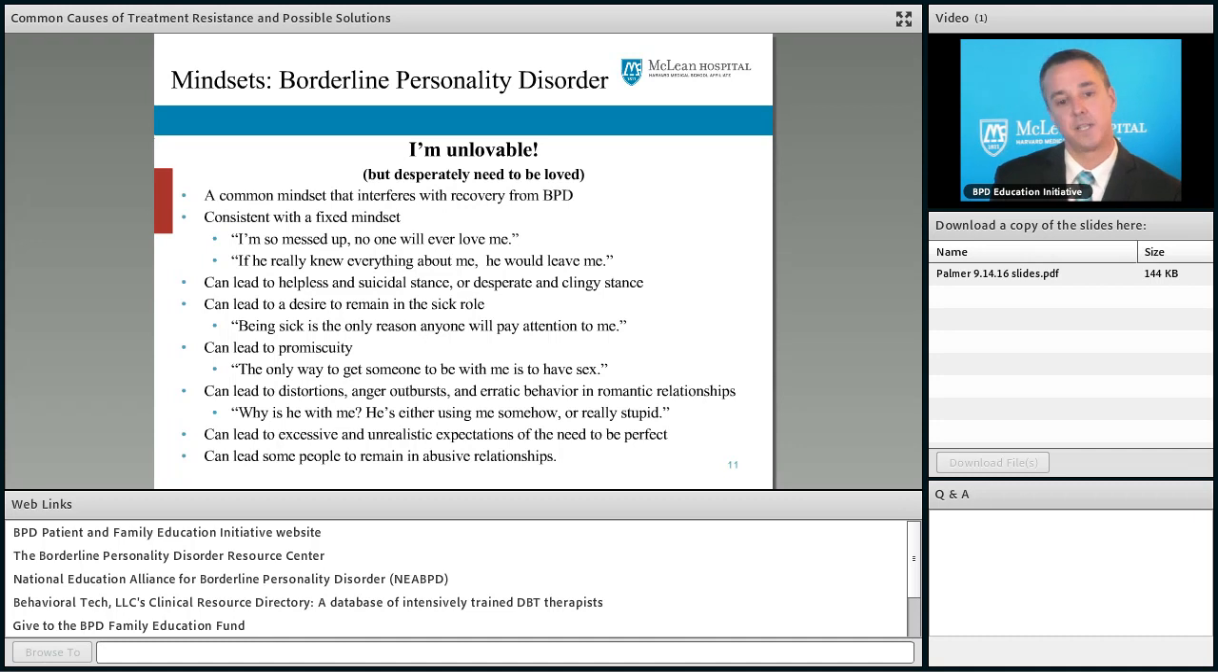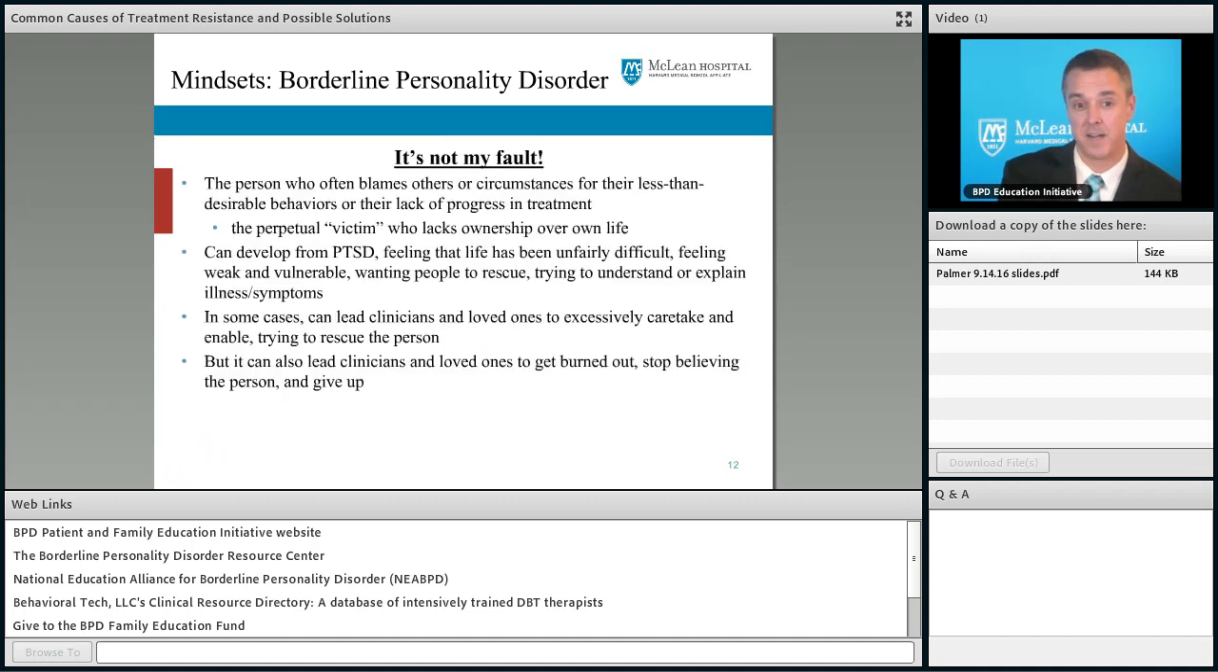It can lead to excessive and unrealistic expectations of the need to be perfect. So these are the people who might develop an eating disorder and want to be excessively thin. These are the people who need to get straight A's and will have an emotional catastrophic breakdown at a B+, because they have to be perfect, because they want to make up for this perceived deficit that they're so unlovable. And it can lead some people to remain in abusive relationships because they feel like they can't do any better.